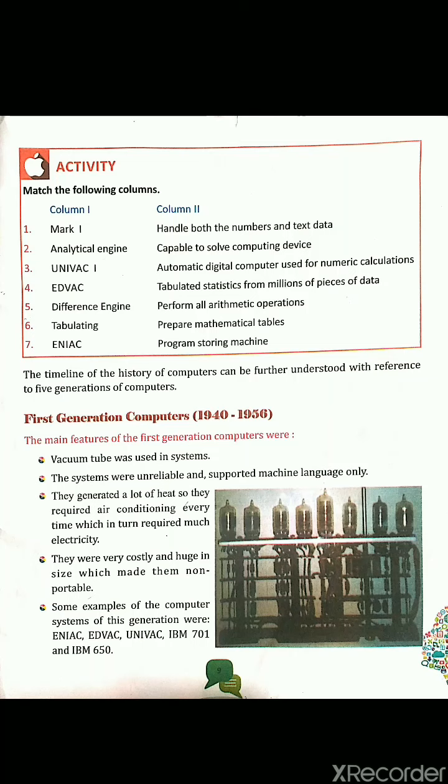Good morning, students. Today we will learn about the various generations of computer. So let's start the topic.